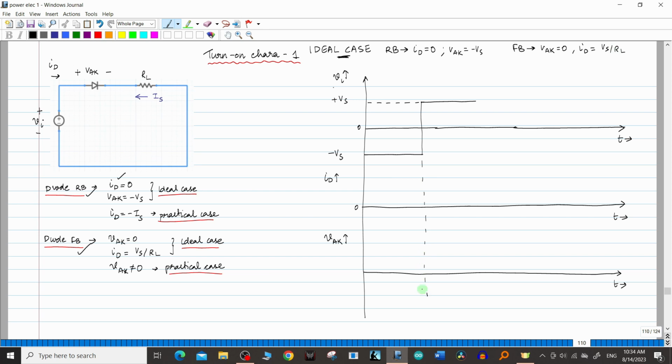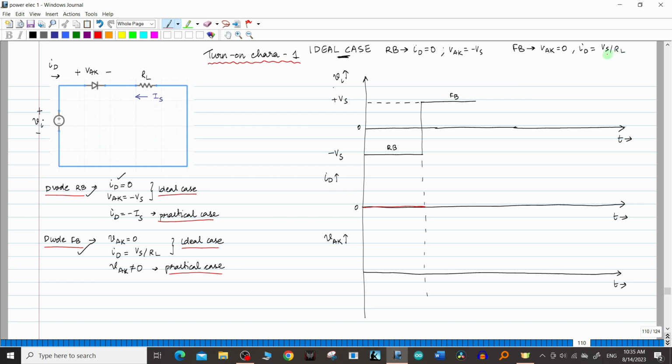I have already drawn the input graph. This is the turn on characteristics, therefore the diode will be going from the reverse bias condition to the forward bias condition. So we are applying the voltage from minus Vs to plus Vs. Let's start by drawing the value of ID. ID in the reverse bias condition is equal to 0.